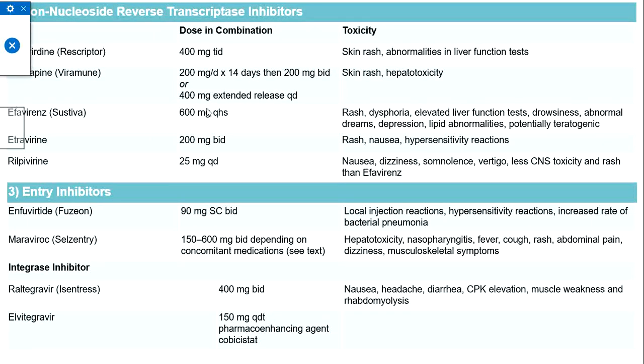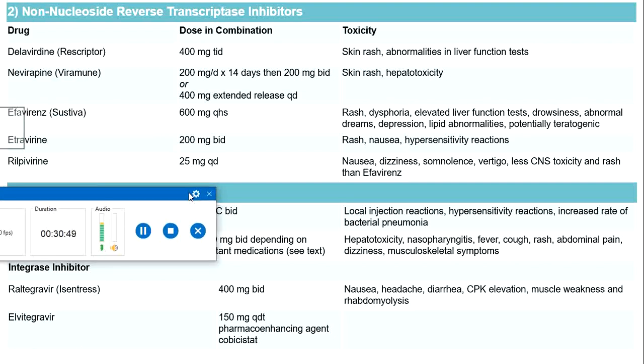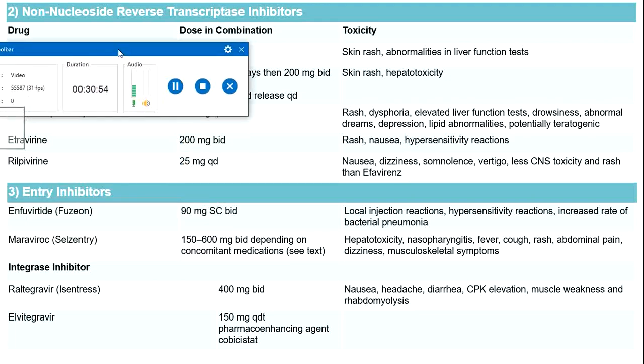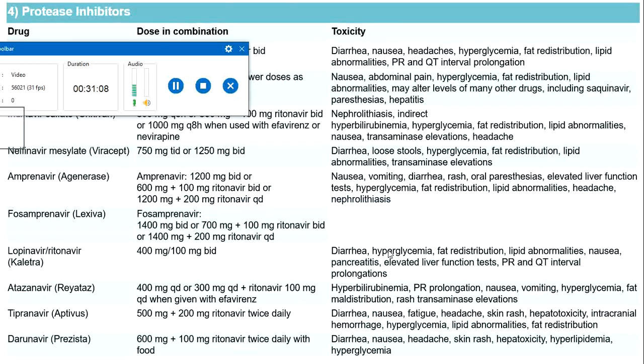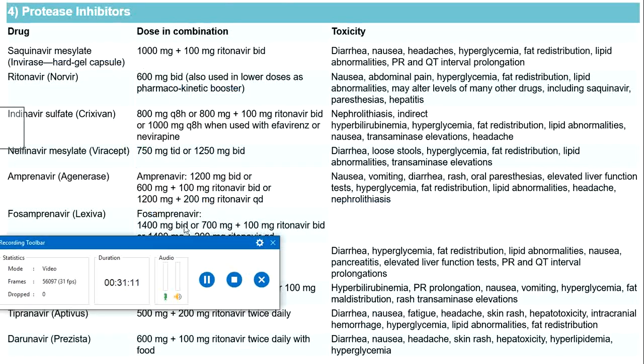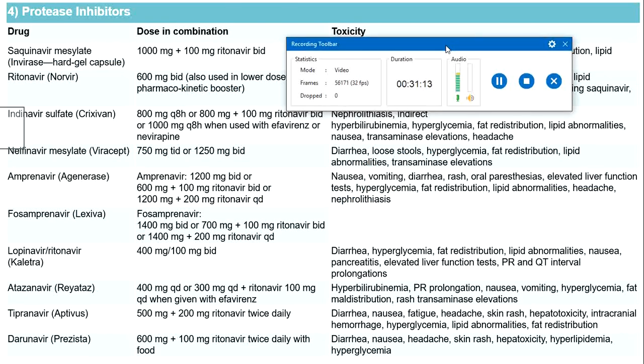Non-nucleoside reverse transcriptase inhibitors: delavirdine, nevirapine, efavirenz, and rilpivirine. Entry inhibitors: these are the various entry inhibitors: enfuvirtide, maraviroc, and integrase inhibitors, raltegravir or elvitegravir. These are the protease inhibitors: saquinavir, ritonavir, indinavir, nelfinavir, and these various others.